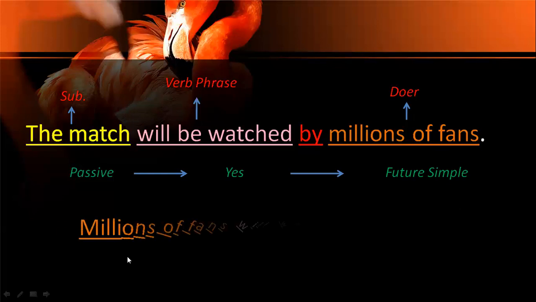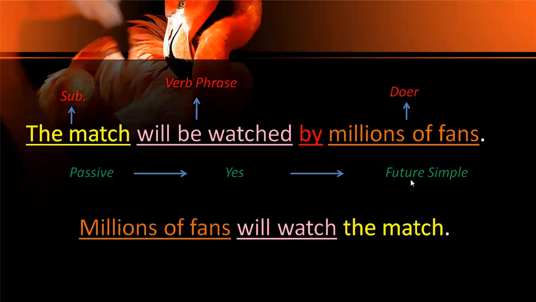And it becomes millions of fans. Since it is future simple, immediately use the modal will. And as you know, the verb coming after modals should be in infinitive form. So this is the main verb watched. It becomes watch. And of course, be is omitted. It is deleted because it's not passive anymore. It is active. Now, millions of fans will watch. Will watch what? We go back for the subject in the passive sentence, which was originally an object in the active sentence. So it becomes millions of fans will watch the match.